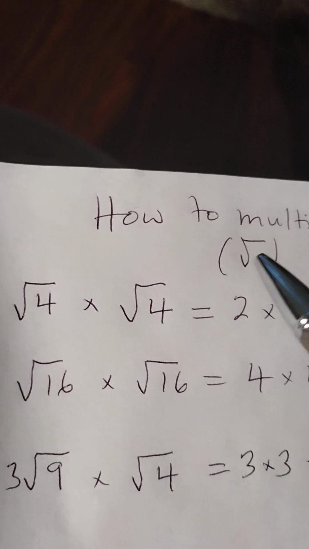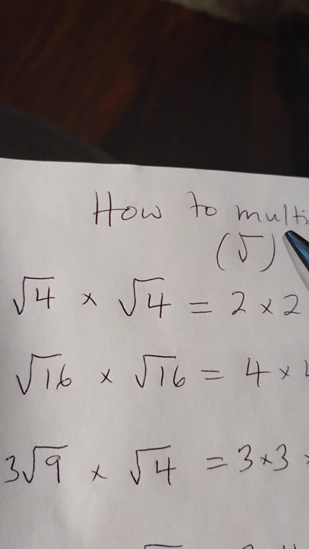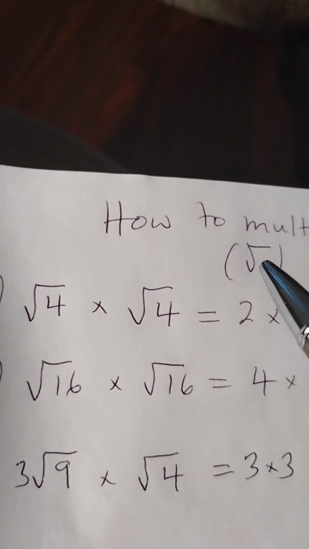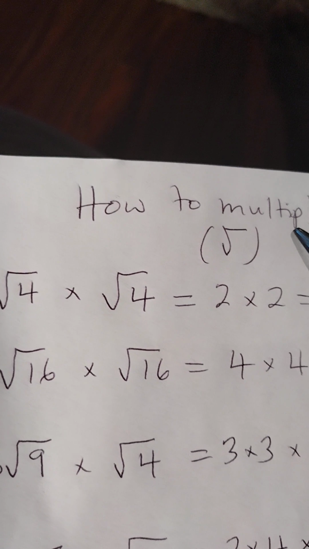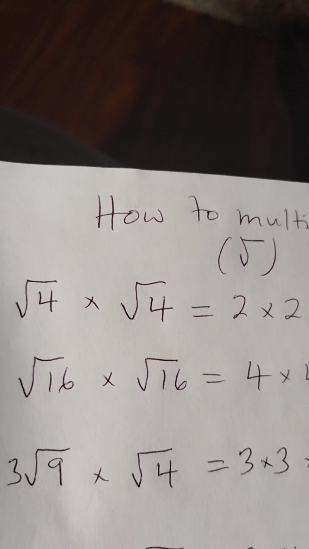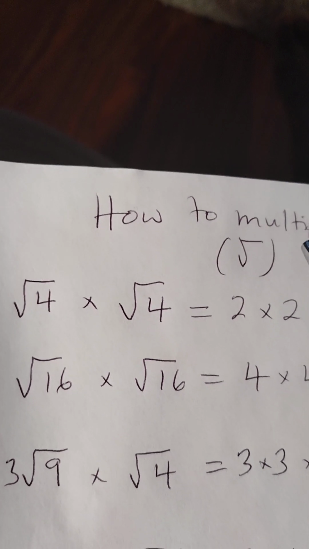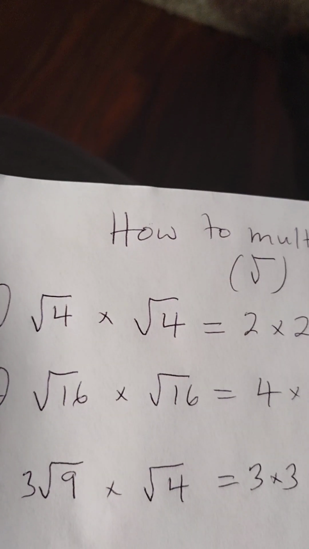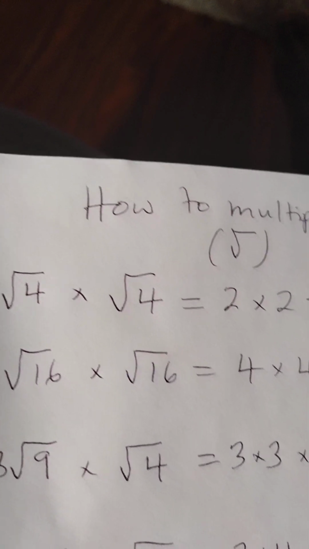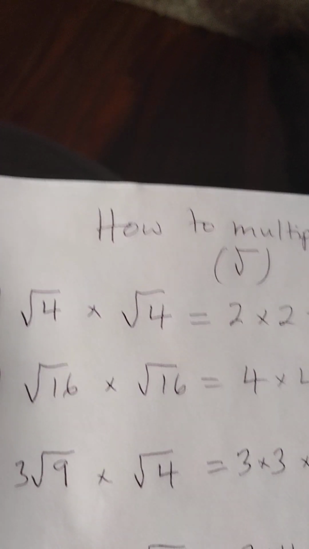For instance, if we say find the square root of 25, it is 5 because 5 times 5 will give you 25. The square root of 4 is 2, that means 2 times 2 will give you 4. The square root of 16 is 4 because 4 times 4 is 16.